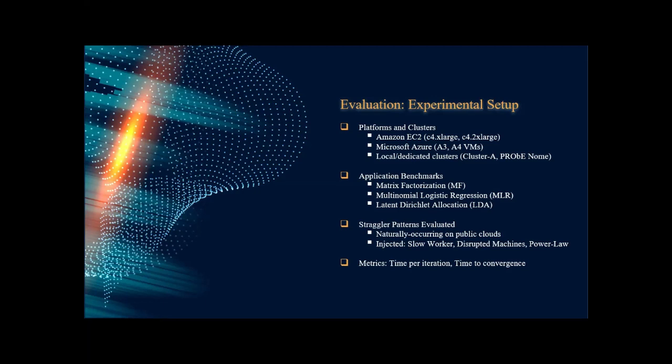Then we have the injected ones: slow worker, disrupted machines, power law. These are likely simulated stragglers that will be artificially introduced into the experiment to assess how well the system handles different types of straggler scenarios. We have one slow worker. This might simulate a worker that has consistently lower processing power than the other workers. Then we have disrupted machines. This might simulate a worker that is temporarily unavailable due to a network issue or hardware malfunction.